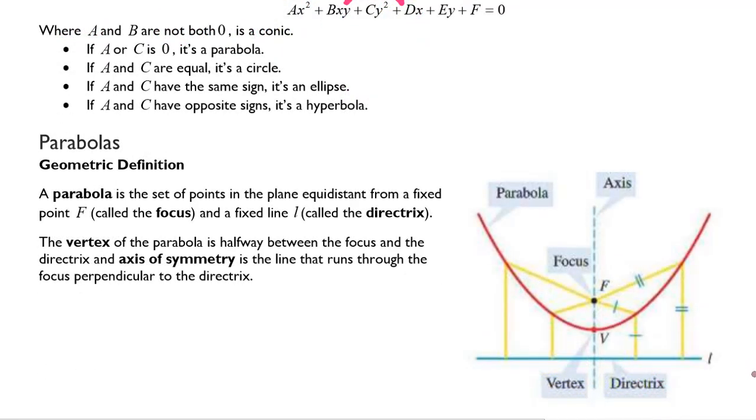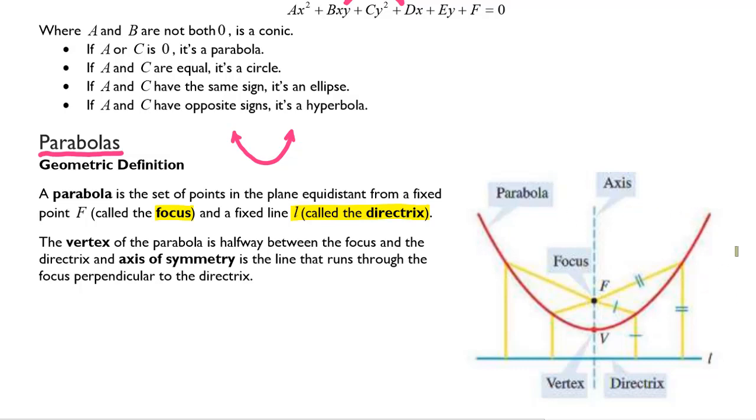So in this example, we have the parabola, and remember the parabola has this shape here. It's opening upwards or downwards, and it's kind of got this U shape to it. The parabola is a set of points in the plane equidistant from a fixed point F called the focus, and a fixed line L called the directrix. These two parts of the parabola are going to be very important for you to identify so you can easily graph these moving forward.